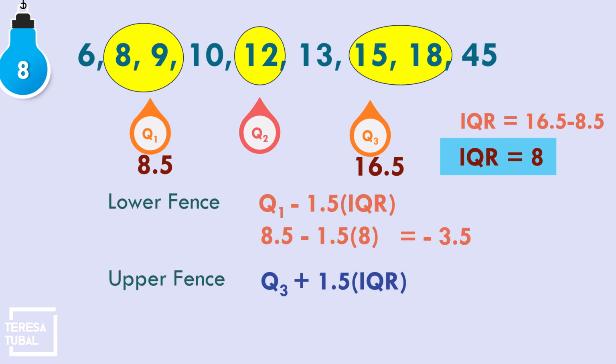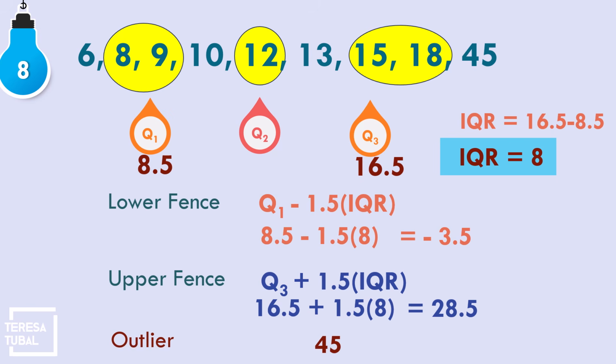The upper fence, that is quartile 3, plus 1.5 times the interquartile range. The quartile 3 is 16.5 plus 1.5 times 8. So if we multiply 1.5 times 8 and add 16.5, the answer is 28.5. So the lower fence is negative 3.5, and the upper fence is 28.5. So mula 6 to 18 is within the lower and upper fence, but the outlier, that is equal to 45. So lagpas siya dun sa lower and upper fence.